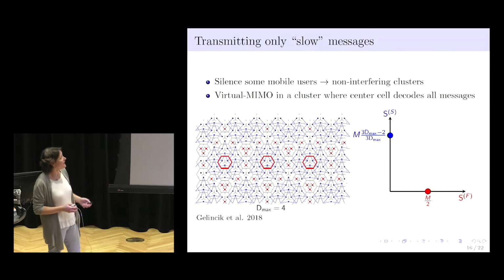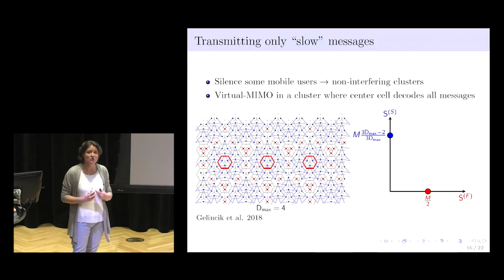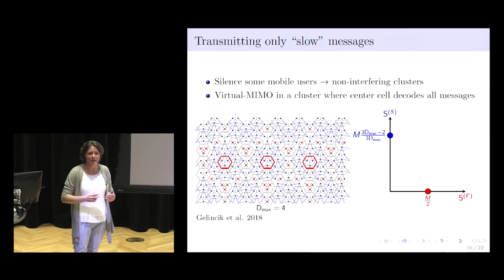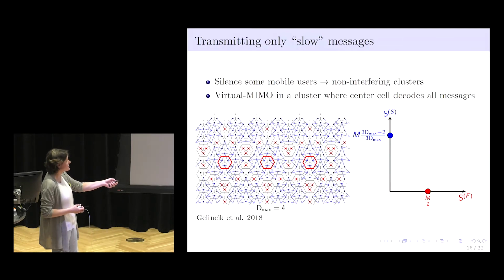So we have this hexagonal model, and what we proposed in a previous work, so now I first explain how to only send slow messages. So we silence some of the users, okay? And this will give me these joint clusters, which we call the wind spinner clusters. And then within a cluster, the mobile users just send Gaussian signals. Each base station quantizes its output and sends it to the center base station, which jointly decodes and then tells everyone what its decoded message was. Okay, and this gets you this point.